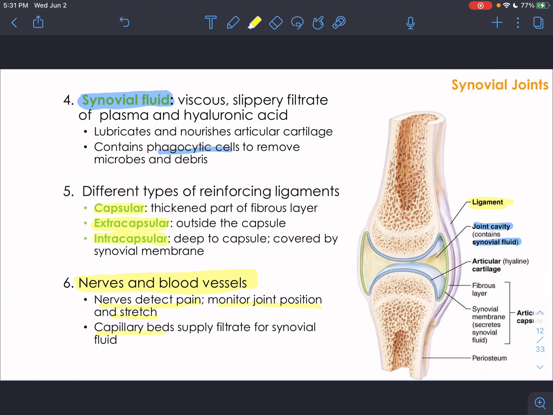And the capillary beds, the blood vessels, supply the filtrate for synovial fluid. So remember, the synovial fluid is made from the plasma of our blood. So obviously we need to have some blood vessels or capillaries in, again, the synovial membrane that are going to use their filtrate of plasma to create that synovial fluid.